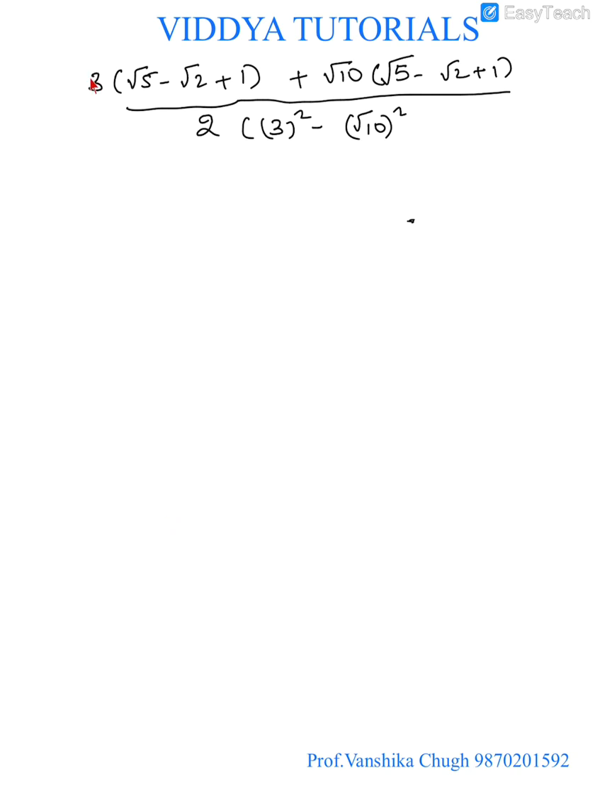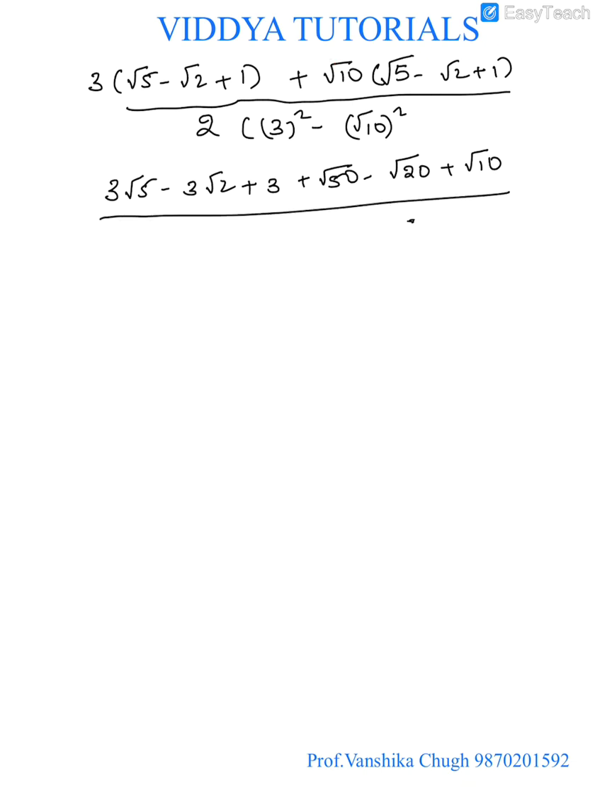So now I will multiply the 3 with all the terms in the numerator, as well I will multiply the root 10 with all the terms in the numerator. So I will get in the numerator 3 root 5 minus 3 root 2 plus 3 plus root 50 minus root 20 plus root 10. 1 into root 10 is root 10 upon, the 2 is a common factor, it waits outside, and I get 3 square as 9 and root 10 square is 10. So I get it as 9 minus 10.